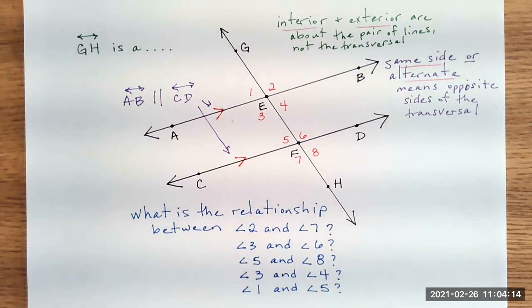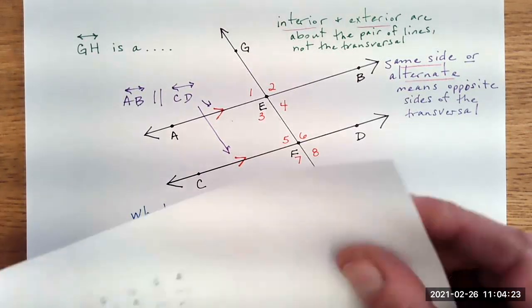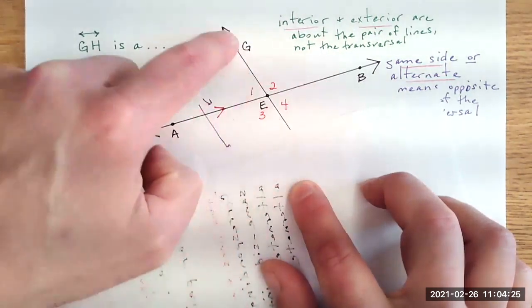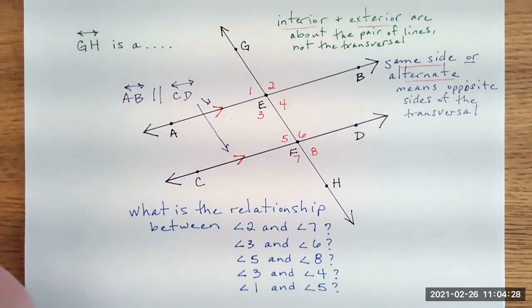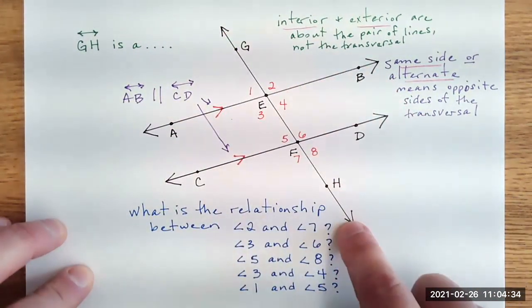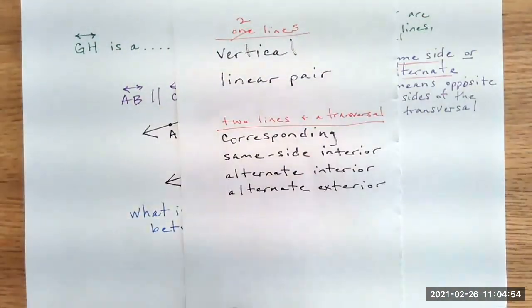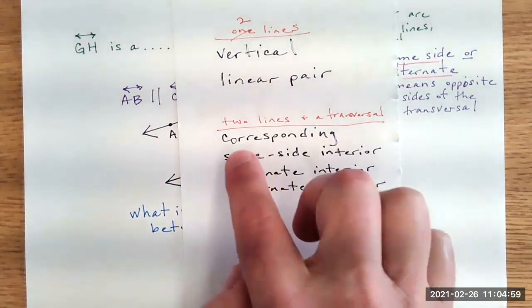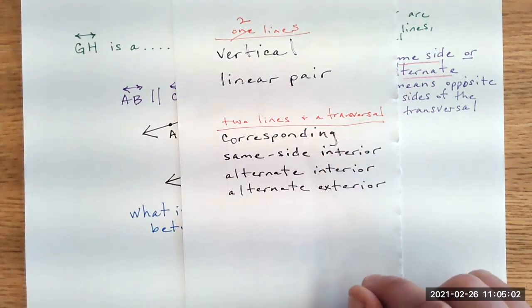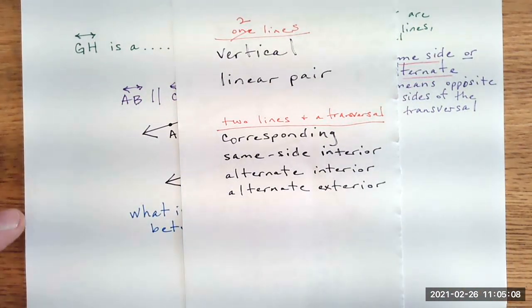This is a quick lesson to cover all of the relationships that are created when two lines intersect, and when two lines are cut by a transversal. Okay, so the relationships that exist are vertical angles and linear pairs. The relationships that exist when two lines and a transversal are in play are corresponding, same side interior, alternate interior, and alternate exterior.